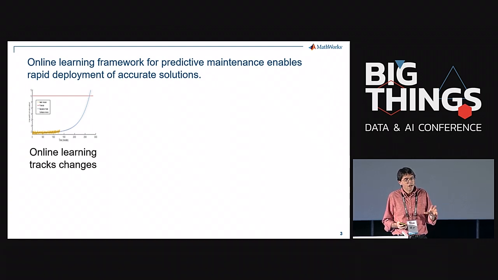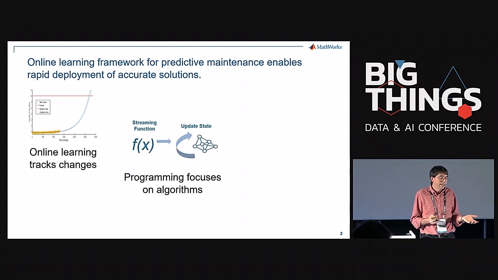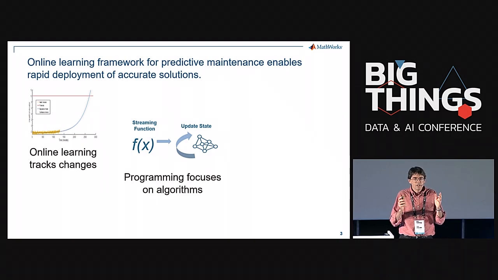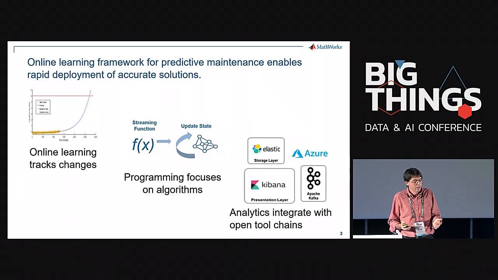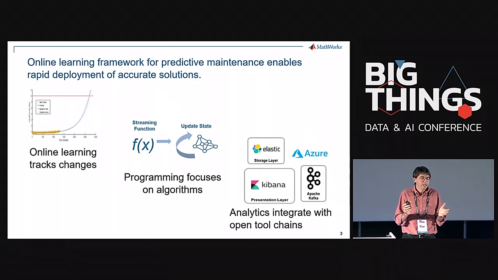The first is that online learning algorithms can remain accurate even when they're processing data with distributions that change over time. The second is that having a streaming framework in place allows your data scientists to focus on their algorithm development rather than the details of cloud-based deployment. And the third, if you integrate your analytics with open tool chains, then it provides your prototype development with a plausible path to production deployment.